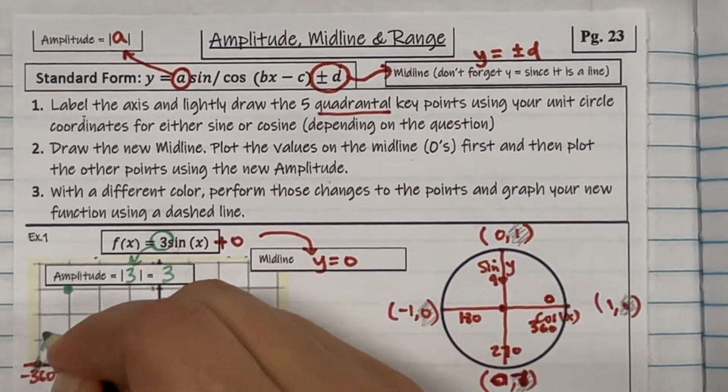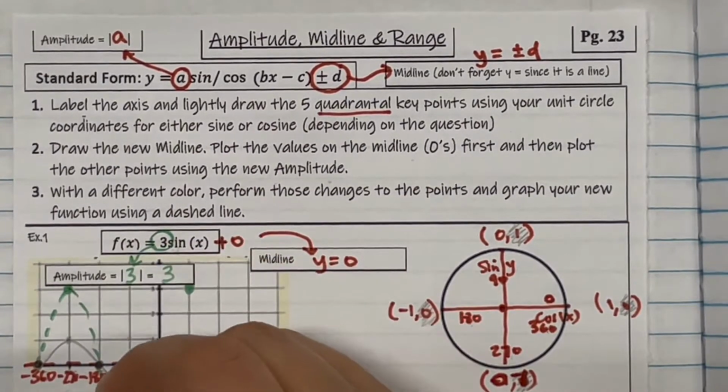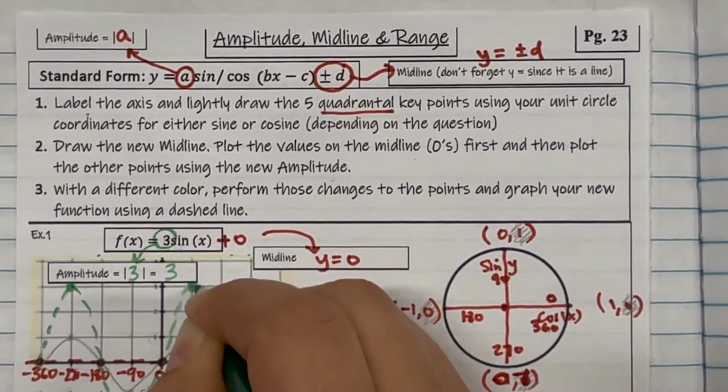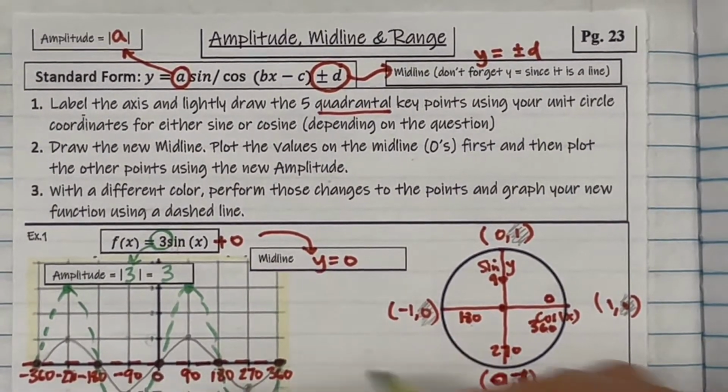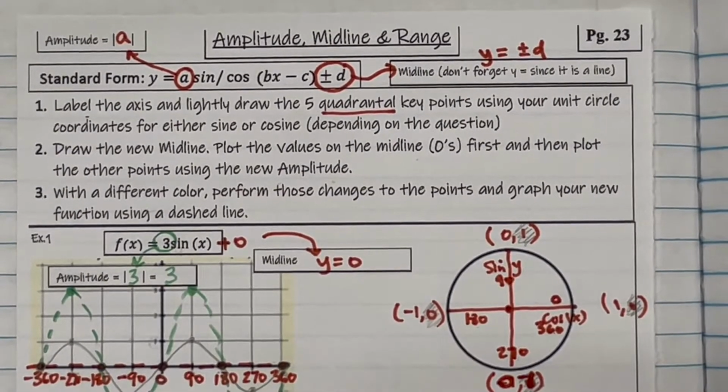So it's going to go to positive 3, and then back down to negative 3, and then back up to positive 3, and then back down to negative 3. So it's kind of hidden, but I'll put it up in a second. We're going to talk about the range.